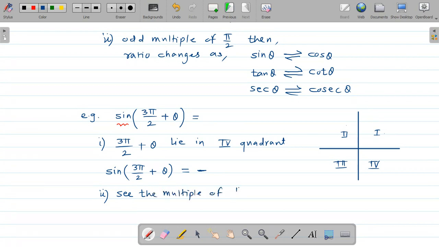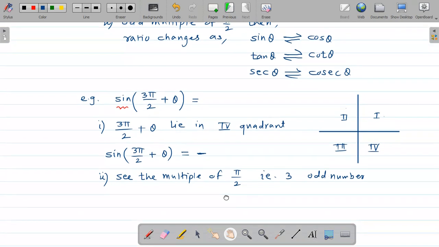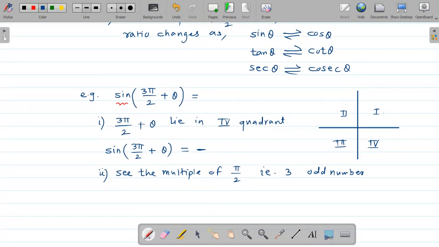Multiple of pi by 2. Here the multiple of pi by 2 is 3. That is an odd number. Now in case of an odd multiple of pi by 2, you have to change the ratio. So we will get 3 pi by 2 plus theta is equal to, minus sign is already decided. Now sine changes to cos. So the result of this is sin 3 pi by 2 plus theta is equal to minus cos theta.